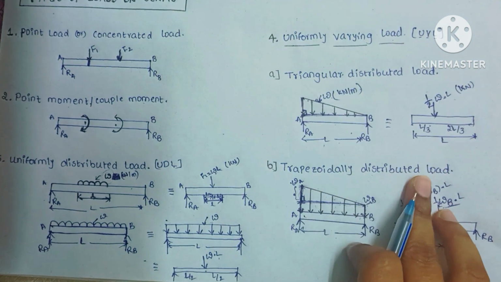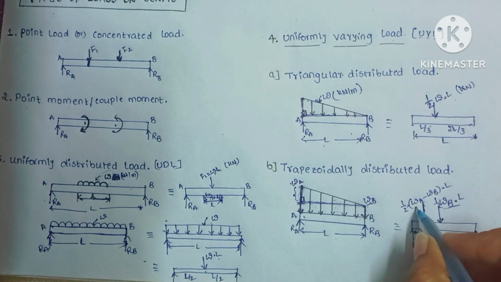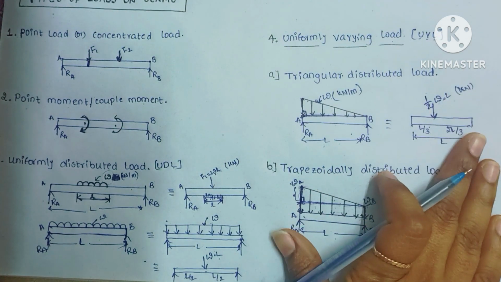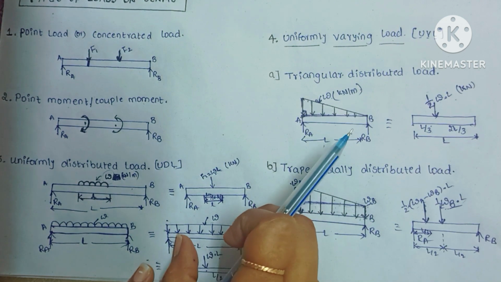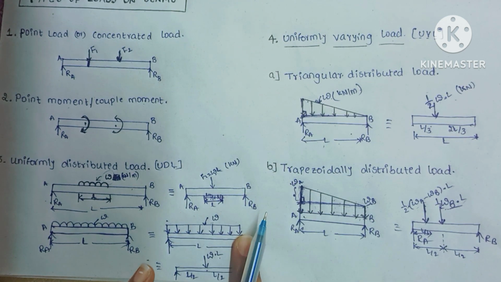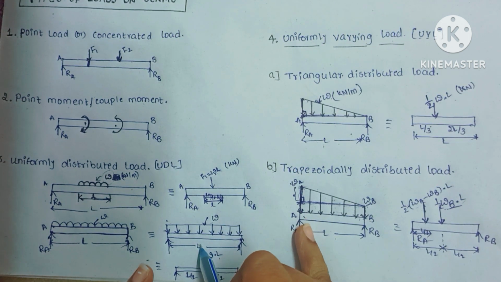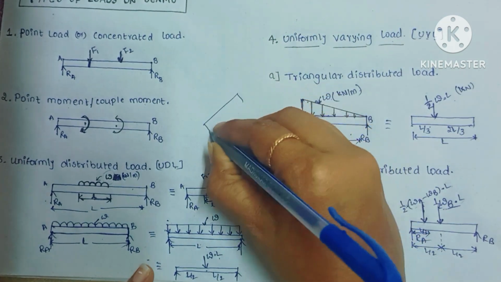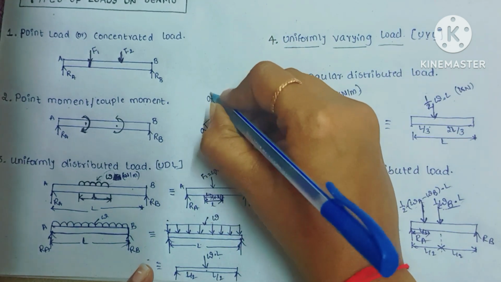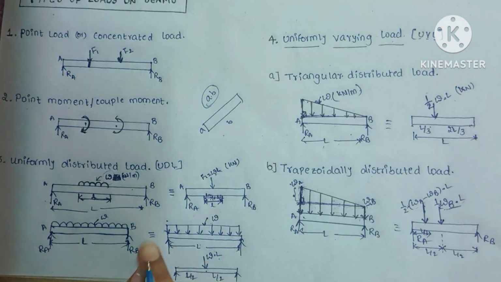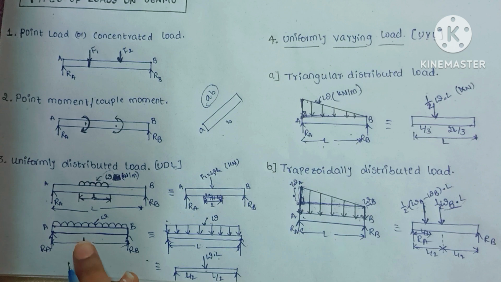Similarly for the trapezoidally distributed load, everything is the same, but we have to multiply with 1 by 2 in this. If you see this one, it is nothing but a rectangularly distributed load. For a rectangle with sides A and B, the area is A into B. In this way, omega into L is the load, and it acts at the center of the given load.